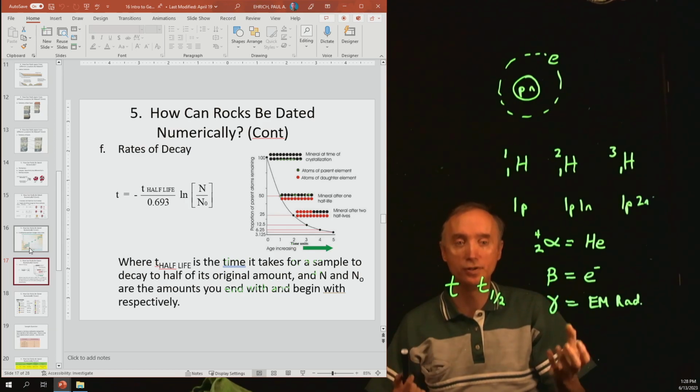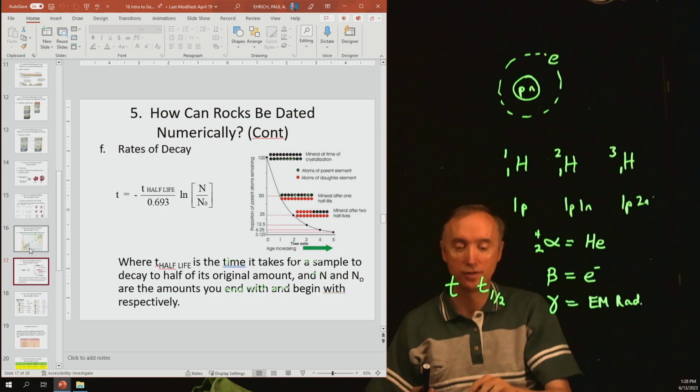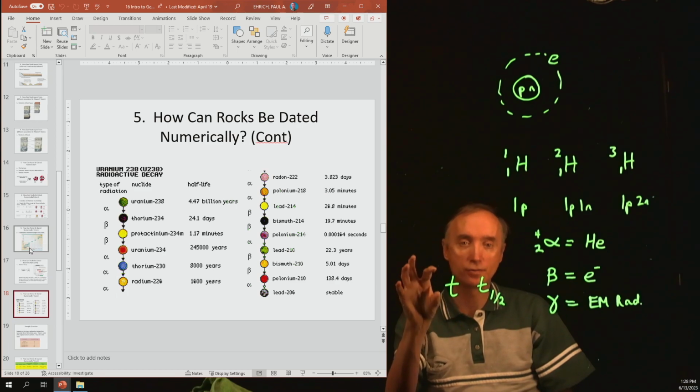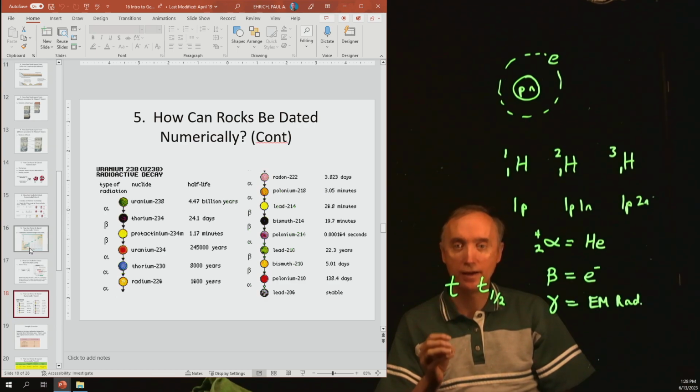Every radioactive substance has its own unique half-life number that goes with it. Sometimes it's in billions of years. Other times it's in seconds. So if we look at this chart here, here's different kinds of radioactive substances, and then next to it are their half-lives. So the half-life is the time it's going to take for half of it to decay.